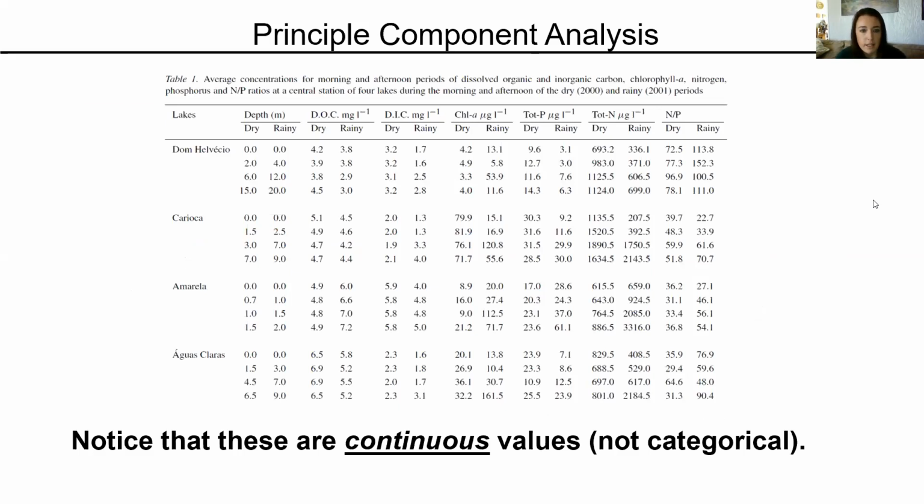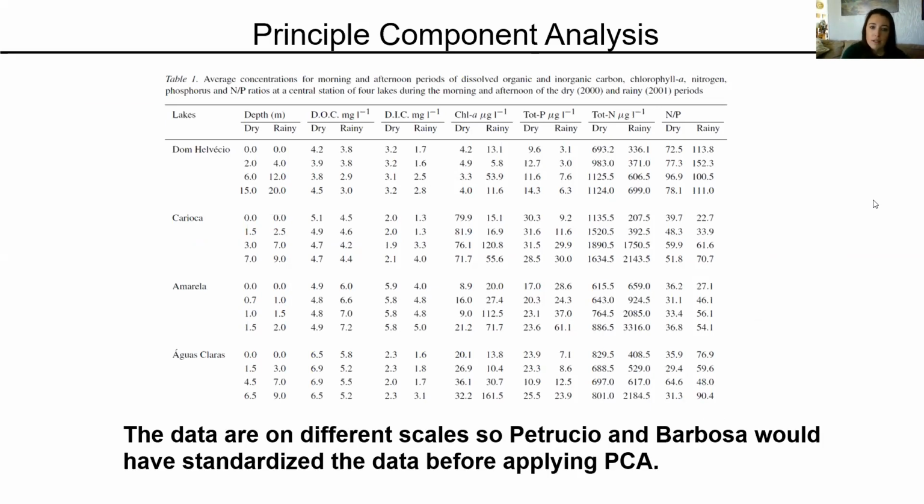Looking at Table 1, you'll see that these are all continuous variables, continuous values, not categorical values. This is an important requirement of PCA. PCA requires continuous values, but doesn't work as well with categorical data. So you couldn't use eye and hair color. If you're doing PCA on your classmates, it would have to be something like height or age. Continuous, not categorical. Another important thing to notice is that the data is on different scales, so it would have been standardized before PCA was applied.